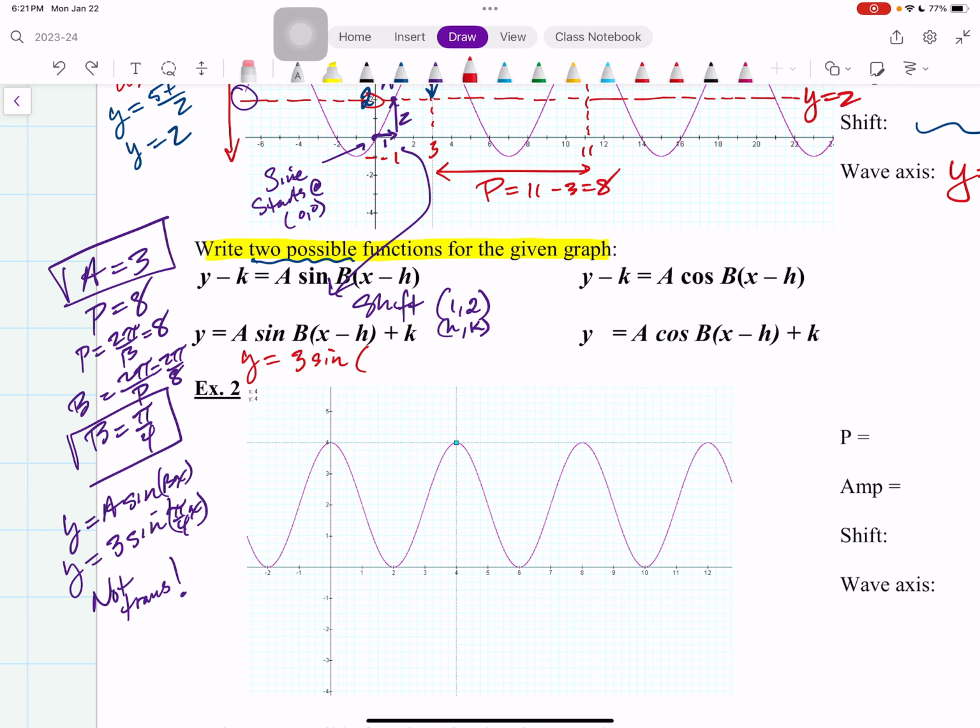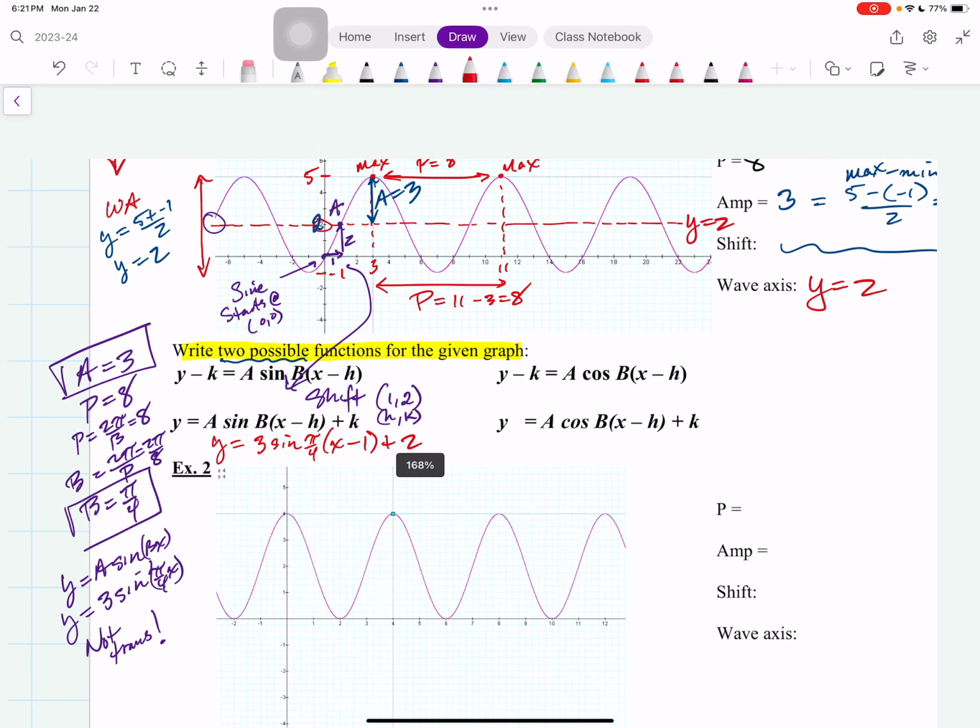Okay, so b is pi fourth. So let me write that in. I've got pi fourth times x minus h, but h is 1, so minus 1 here. And then plus your k value, because you've got to go up 2, so plus 2. And there you go. There's the possible function in terms of sine.